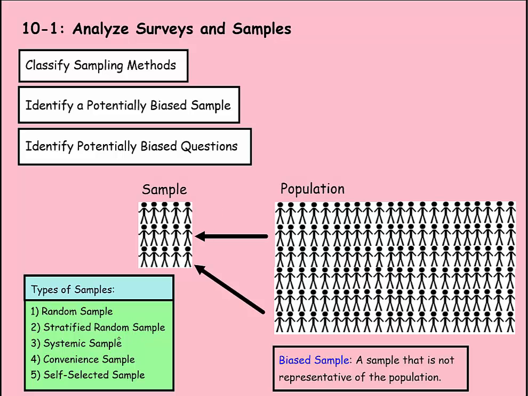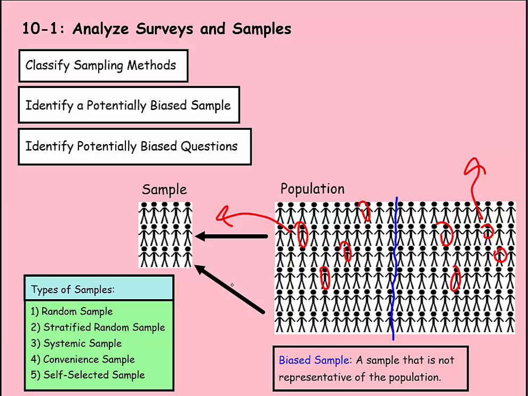Stratified random samples are pretty similar except for the stratified part, which means to break it up into groups. For example, if I was asking what people's favorite shampoo was, I know that men and women typically like different shampoos. So maybe I would break the population in half: men over here and women over here. Then I'm going to randomly choose men to be in my sample over here, and I'll randomly choose women to be in my sample over here. Then I can compare the two samples and see if there's a difference between men and women for favorite shampoo.